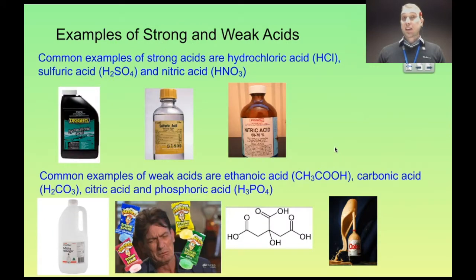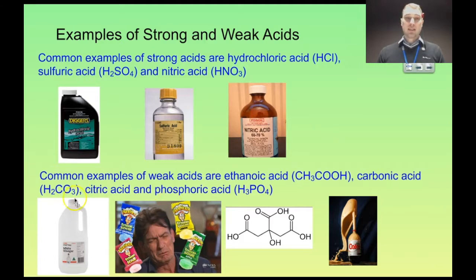So let's look at some examples of strong and weak acids. Strong acids, I mentioned hydrochloric acid, sulfuric acid, which is here, and nitric acid. These are the main acids that we use in laboratories for that reason. They're strong, so we don't need to use much of them to generate a lot of hydrogen ions, which is what we're using when we're doing reactions with acids.